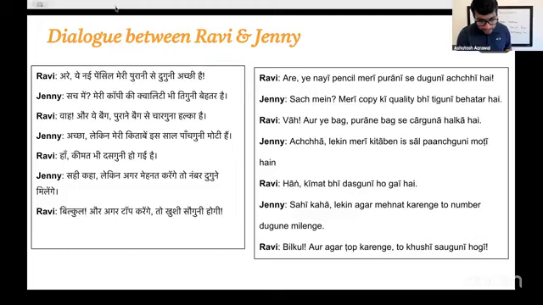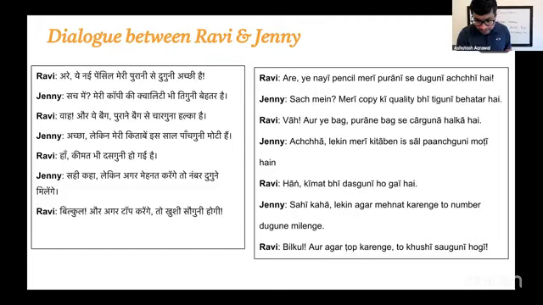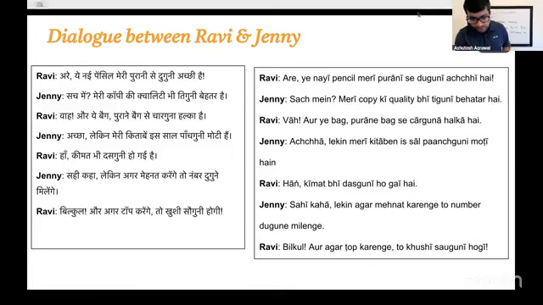So let's read it again. This time I'm going to have Chelsea ji and Christine ji. Chelsea ji, you are Ravi, and Christine ji, you are Jenny. We'll read it faster as we want to read it a few times so everybody can get a sense of what is going on.